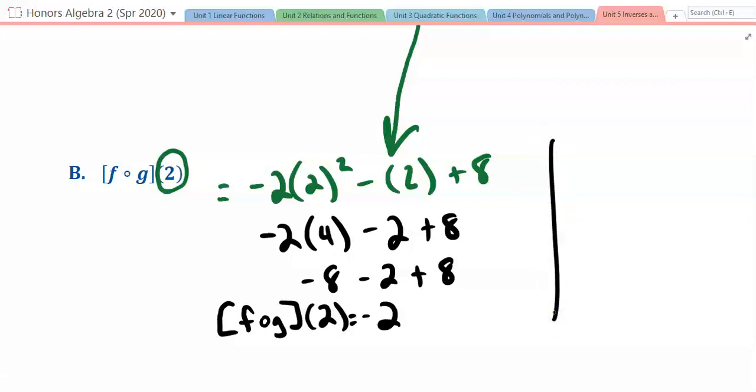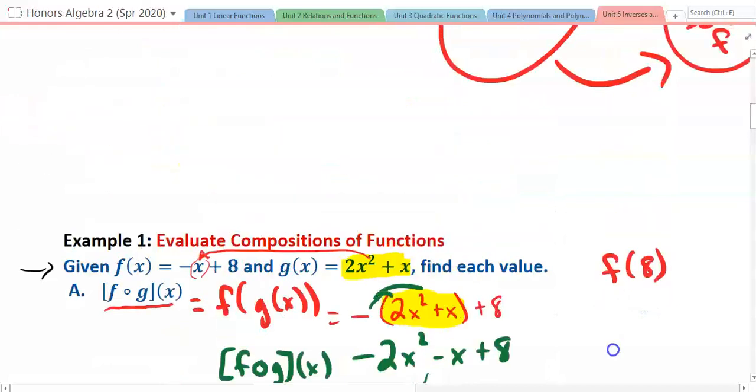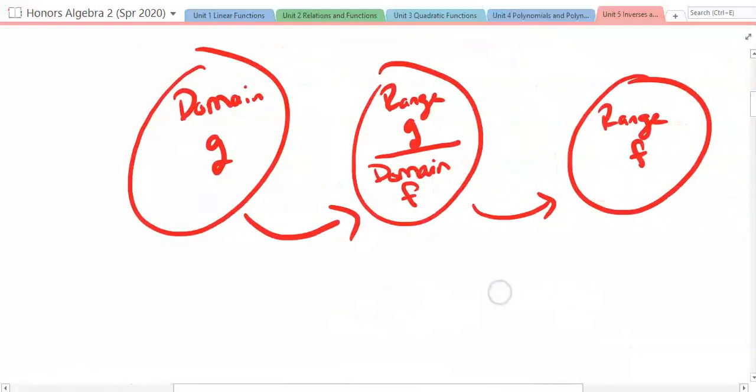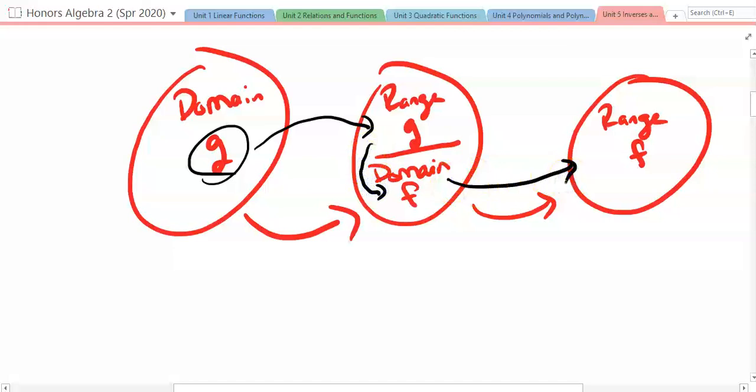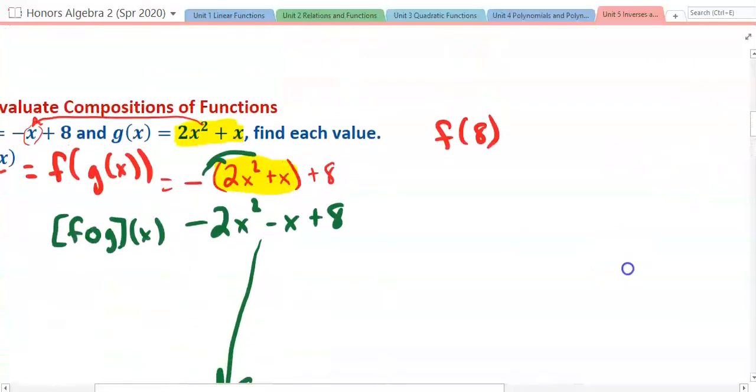But let's say I didn't have that composition already done. Let's say I'm starting just with the given information at the top. I wasn't told to do this step. The other way to do this is to think about what we talked about here with the three bubbles. So I'm going to plug that 2 into the g function, get what it results for the g function, plug that value into the f function, and get its result to give me the final answer of the composition for that individual value. And so we're going to go through those steps.